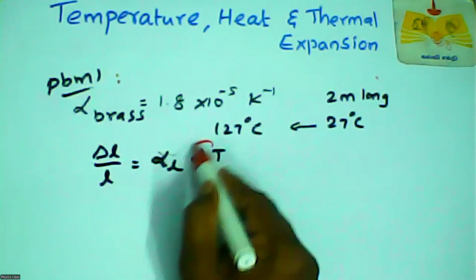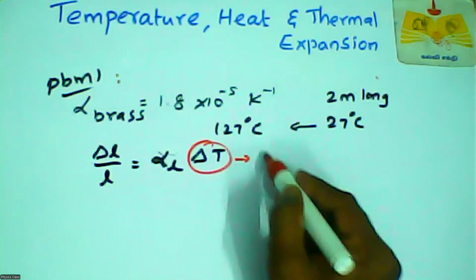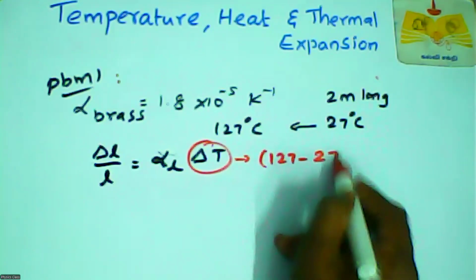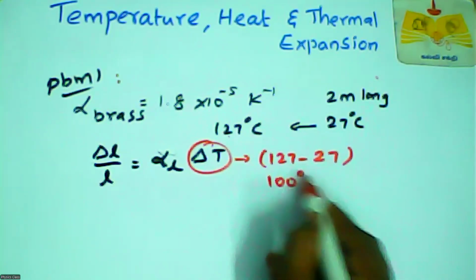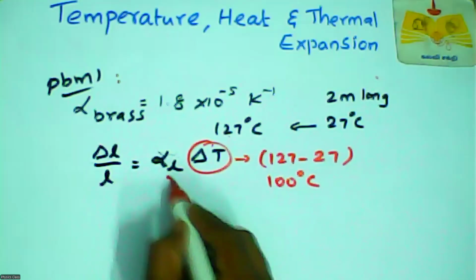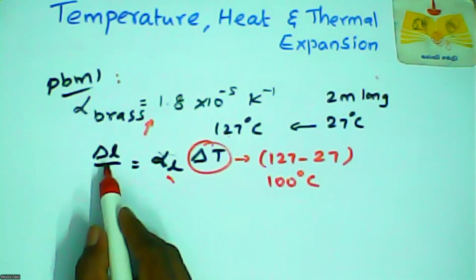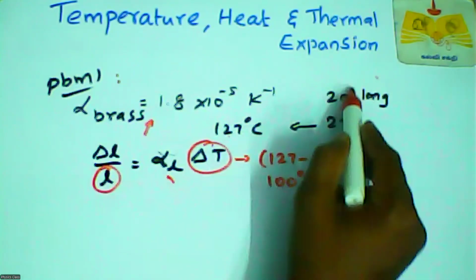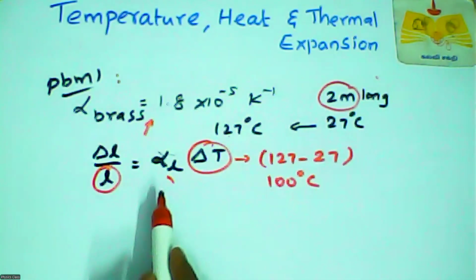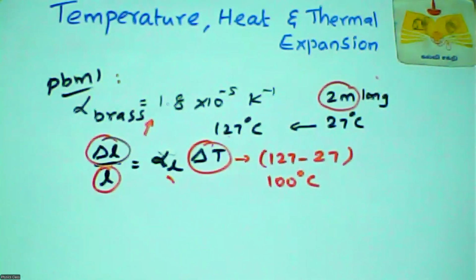First of all, you have to find the del T. Del T means temperature change. Already I told you that it is final temperature minus initial temperature. 127 minus 27 gives 100 degrees Celsius. Alpha L, we have alpha L 1.8. Del L is the change in length. L means original length, so original length 2 meter. We have to find the del L, this is the increase in length.